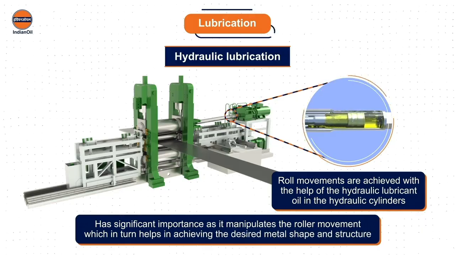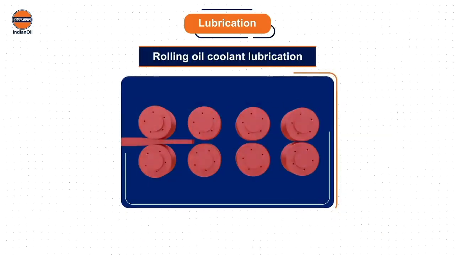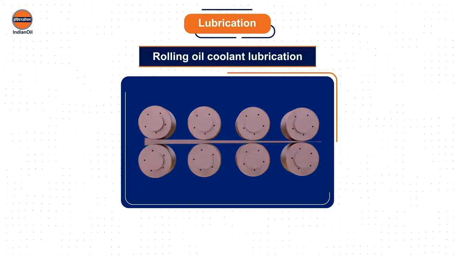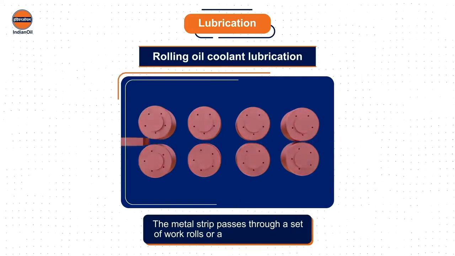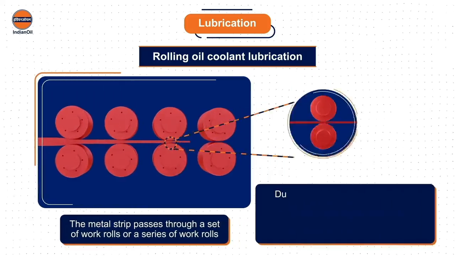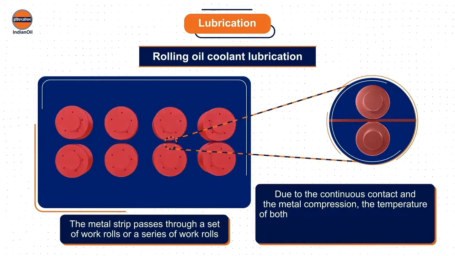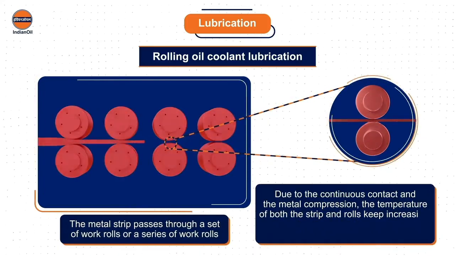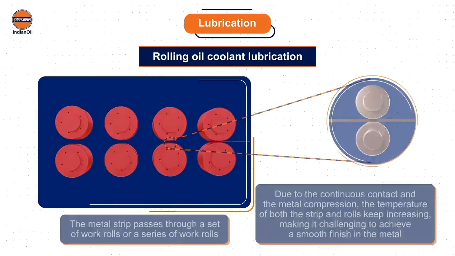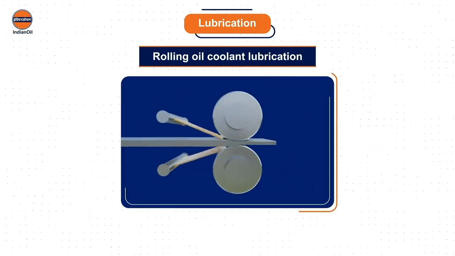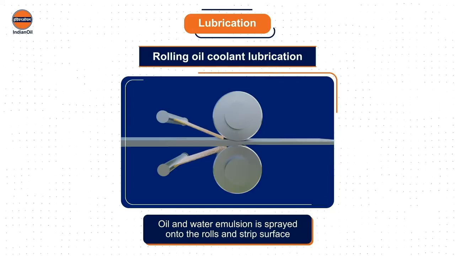Finally, let's look into rolling oil coolant lubrication. In the rolling mill process, the metal strip passes through a set of work rolls or a series of work rolls. Due to the continuous contact and the metal compression, the temperature of both the strip and rolls keep increasing, making it challenging to achieve a smooth finish in the metal. To make the two contact surfaces cool, oil and water emulsion is sprayed on the rolls and strip surface.